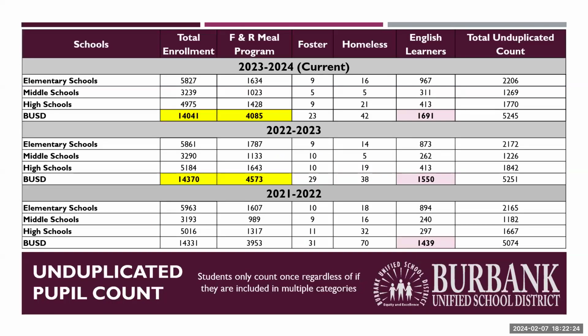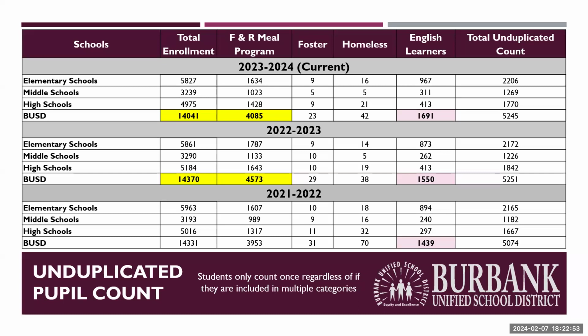A review of what our numbers look like as a district of our unduplicated pupil population. Just a quick reminder, unduplicated means these students do not get to be counted twice in the overall total. They may qualify as both an English learner as well as foster or homeless, but they still only count once when it comes to generating funding.